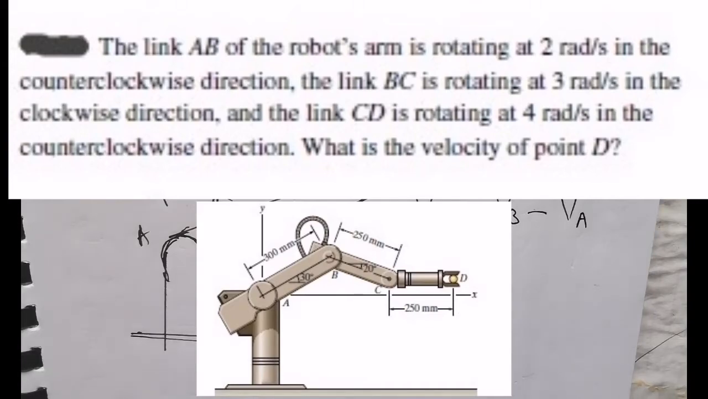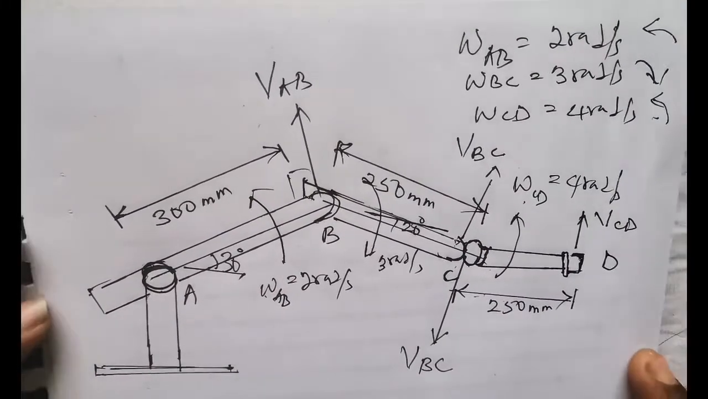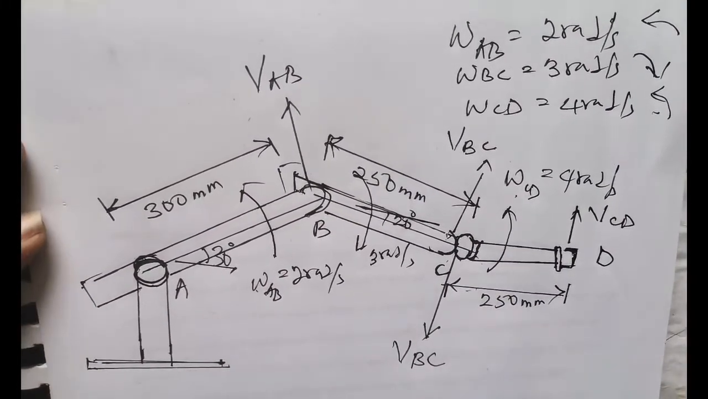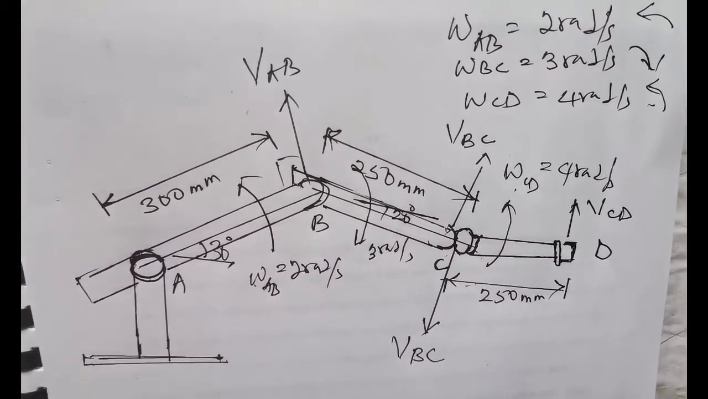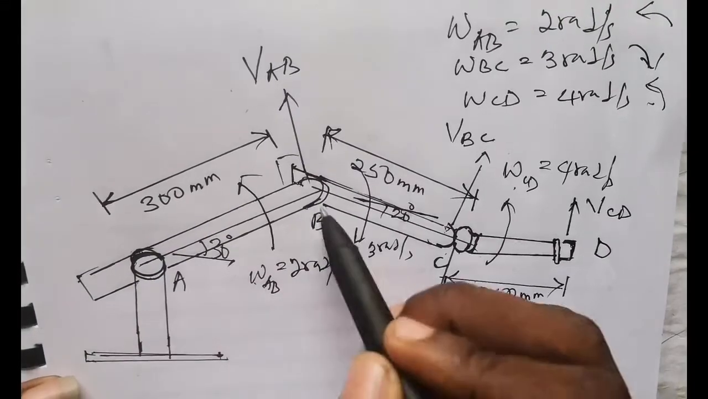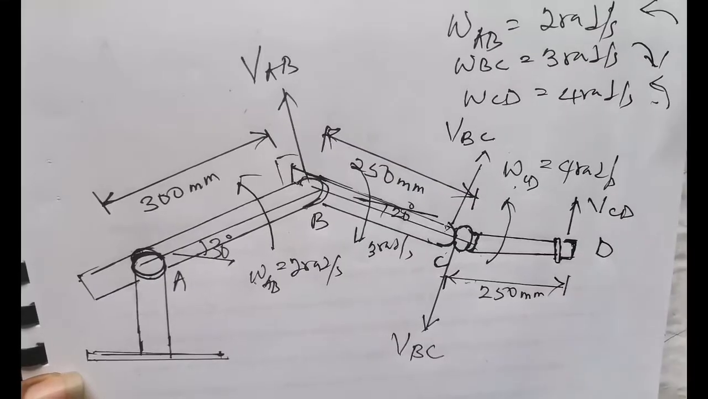Alright, so I'm going to be showing you a free body diagram of the diagram. Let's explain a few things from the free body diagram. Now you're given a robot arm with links A to B, B to C, and C to D, and you have to find the velocity at point D.